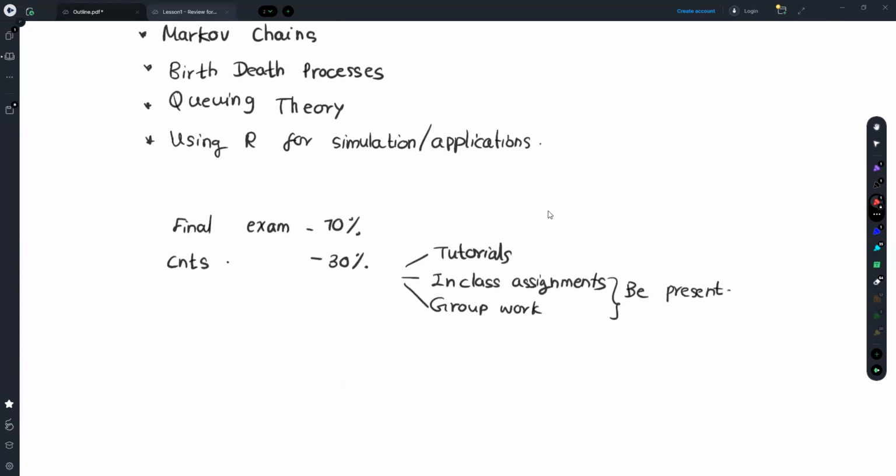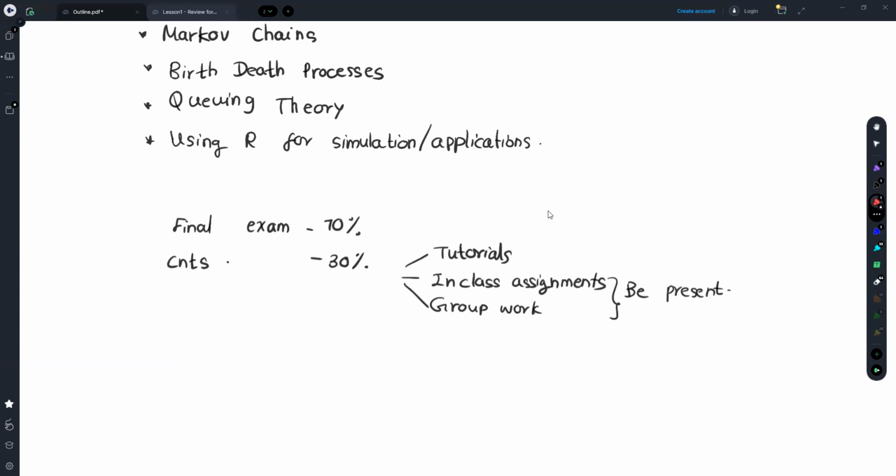This is how the assessment criteria will happen. The final exam will carry 70% because it's a 2-credit course. You'll get a 2-hour examination. And the continuous assessments are 30%, which will contain a few tutorials, in-class assignments and group work. So these in-class assignments and group work will be small tasks that I assign during the class time.